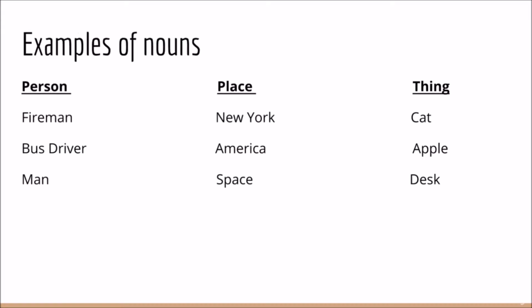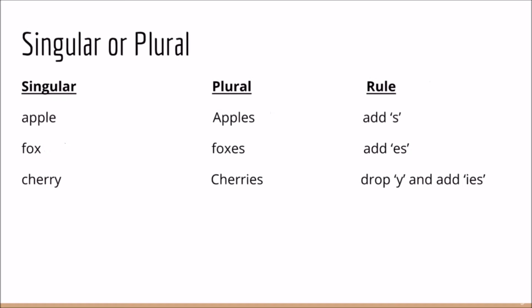Now, there are many different types of nouns. For example, I said a noun can be a person. Some examples are fireman, bus driver, man. Those are nouns. It could be a place, New York, America, outer space. Those are nouns. And things, cats, apples, desks. There's many examples. And they don't have to be just physical things. They could be ideas like freedom. So those are all examples of nouns.